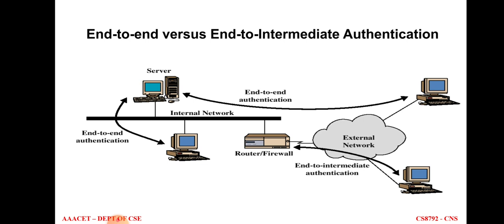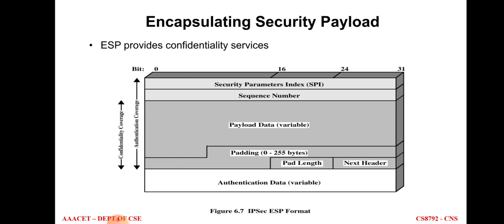So here the router can communicate or be authenticated by the server or client through some external network, that is end-to-end intermediate authentication. So this is encapsulating security payload, right? In the previous slide I said that later I will explain what ESP, encapsulating security payload, is. ESP is mainly used to provide confidentiality service.